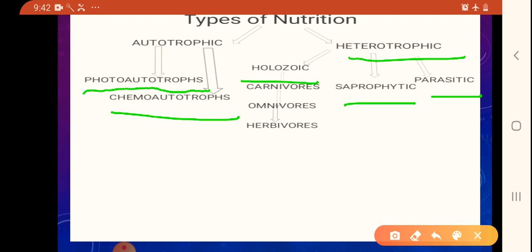Next is saprophytic. What is a saprophytic type of nutrition? What are saprophytes basically? Saprophytes are organisms which depend on dead and decaying matter for their nutrition. So basically you can say that saprophytes play a very important role in our world. If there were no saprophytes, then we would be sitting on a heap of garbage. Not only garbage, dead bodies and carcasses, you may say.